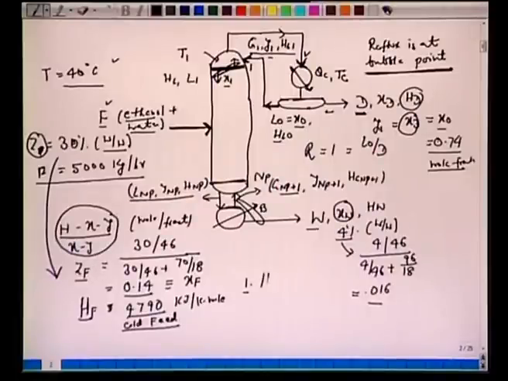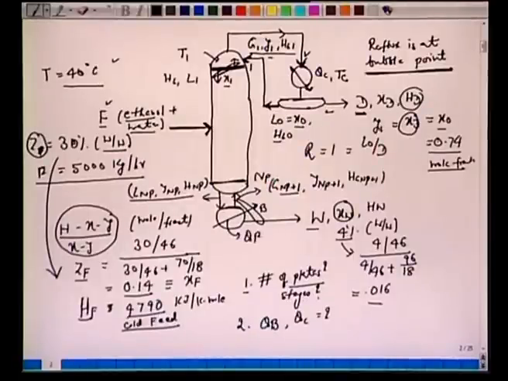Number one, total number of plates or stages, and without saying it's ideal stages. So we are not talking of any Murphy efficiency, etc. How many number of stages are required? And the question number two, what is the boiler load and what is this condenser load? So what is QB here and what is this QC here? These are the two quantities we are supposed to evaluate in this example.